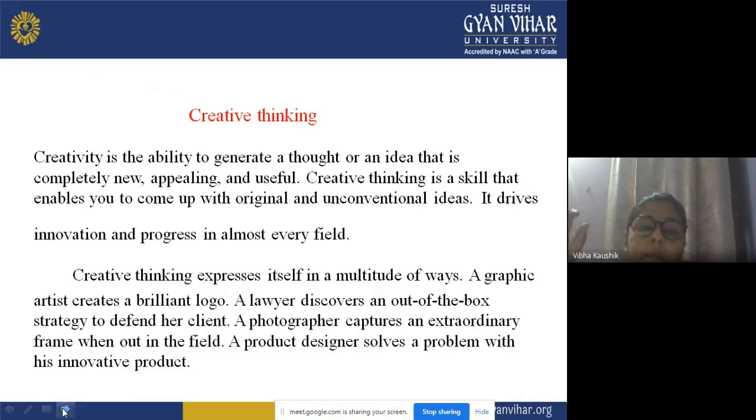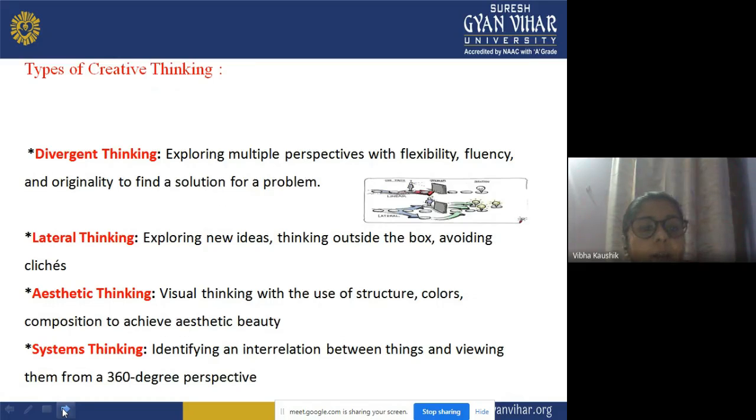A graphic artist, a painter, has created a brilliant logo, that is again creativity, a new thing will come out. A lawyer discovers an out of the box strategy to defend her client, means he is using an innovative thought to defend her client. A photographer captures an extraordinary frame when out in the field. Then what is he doing? He is doing a unique thing. A product designer solves a problem with his innovative product. All these things involve what? Creativity. Now, types of creative thinking.